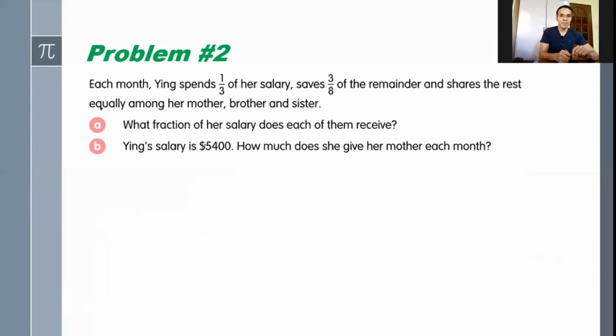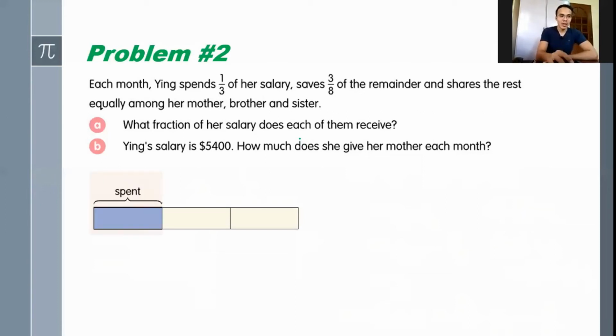Each month, Ying spends 1/3 of her salary, saves 3/8 of the remainder, and shares the rest equally among her mother, brother, and sister. So there should be a whole divided into 3 equal parts to show 1/3, as shown in the figure. And 1/3 is the amount spent by Ying.